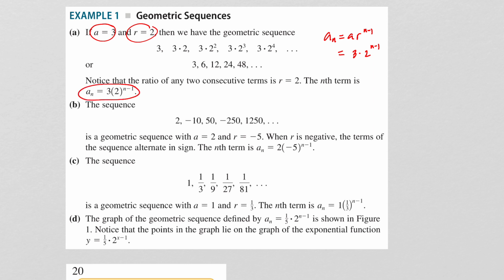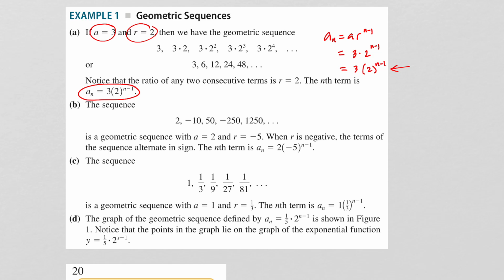Now, technically, the 2 does not have to be in parentheses, but to be safe, it is actually a good idea to write it this way, as opposed to using a dot here. And then the first few terms of that sequence, well, again, to get the terms, you just start with the first term, which is 3, multiply it by 2, you get 6, multiply 6 by 2, you get 12, multiply 12 by 2, you get 24, etc.